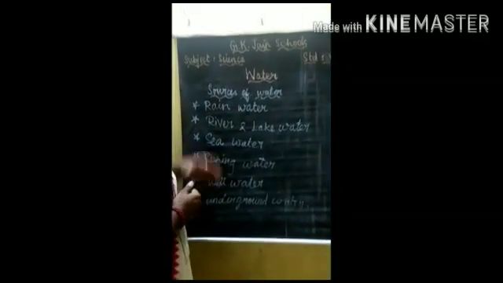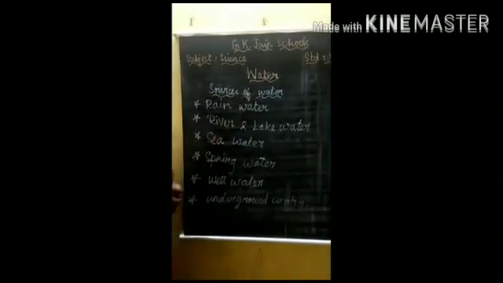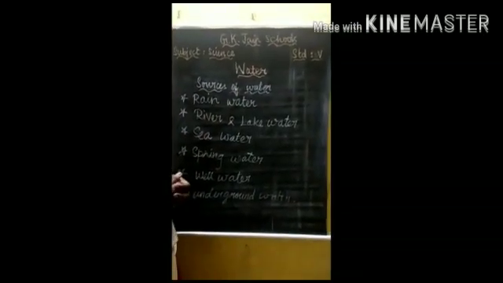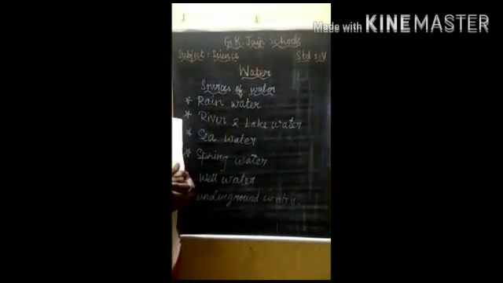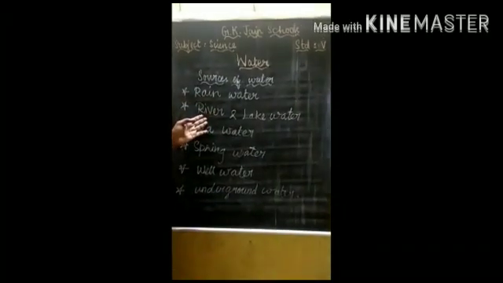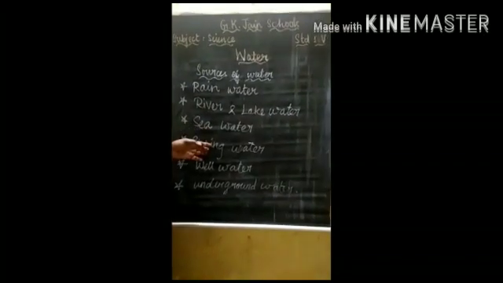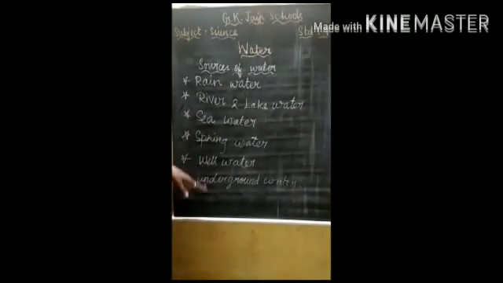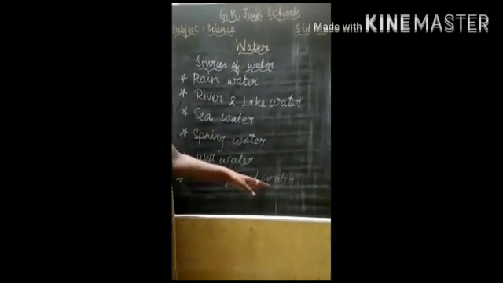Today we are going to learn about the lesson water. In this lesson, we are going to see about the sources of water. What is meant by water? It is the abundant source which is in the earth. We get water from the rainwater, river and lake, sea water, spring water, well water and underground water.